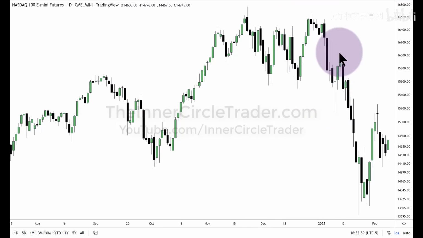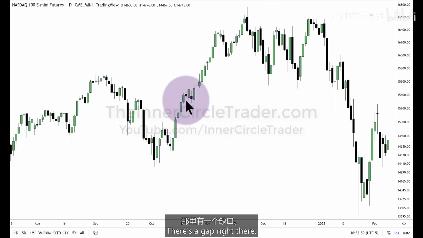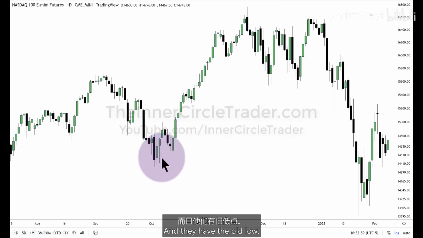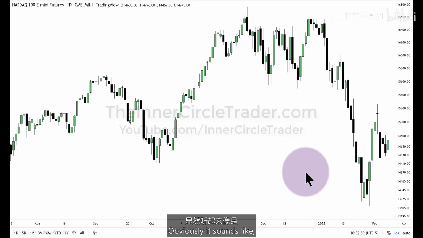Trades up into it. Now where's it going to trade to? This low to this high, midpoint. There's a gap right there. And then you have the old low. Sell here, aim here, or here, and it runs it out. Now, this is important. Obviously, it sounds like you're cherry picking old moves. Okay, that's how you learn.